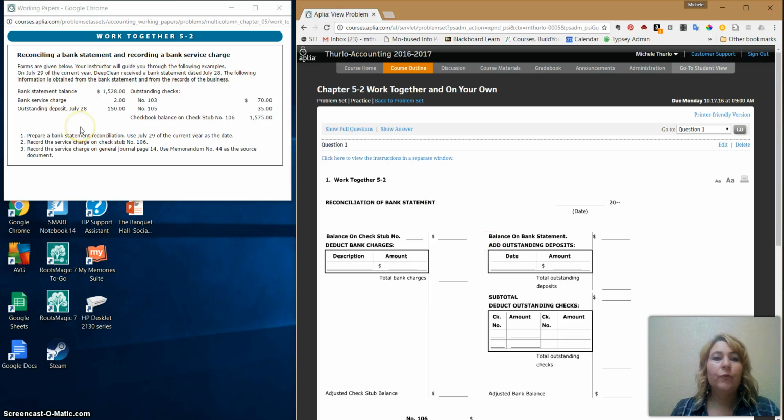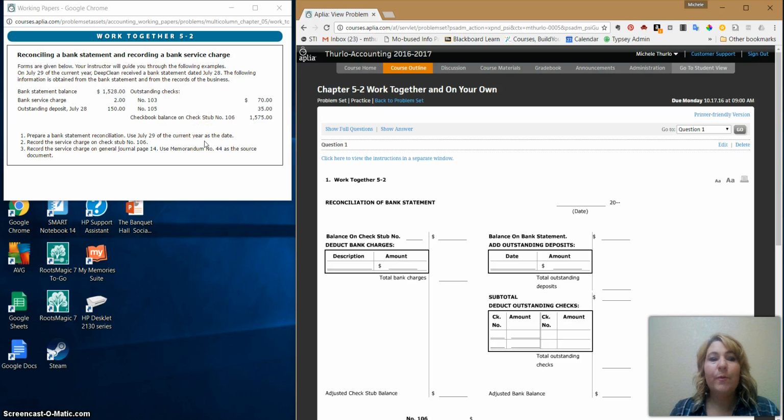So if we look over here at the directions, it's reconciling a bank account and recording a bank service charge. It says on July the 29th of the current year, Deep Clean received a bank statement dated July 28th. The following information is obtained from the bank statement and from the records of the business. So you can see here we've got the bank statement balance. There was a service charge of $2. We had an outstanding deposit. We had 2 outstanding checks. And it also tells us that the checkbook balance on check stub number 106 is $1,575.